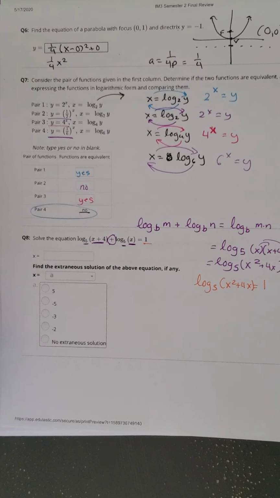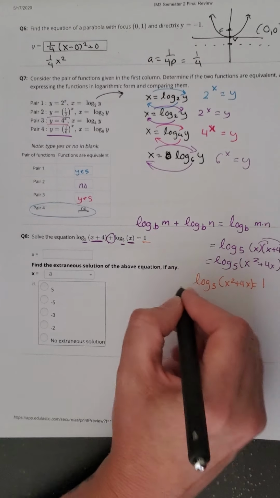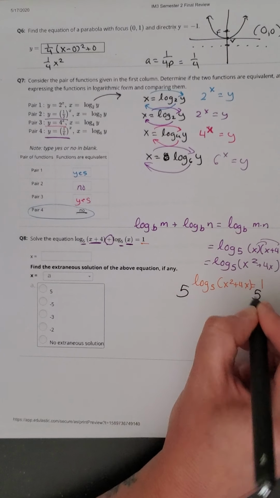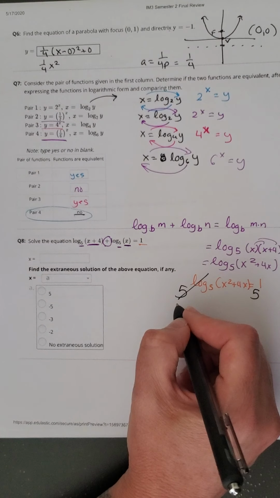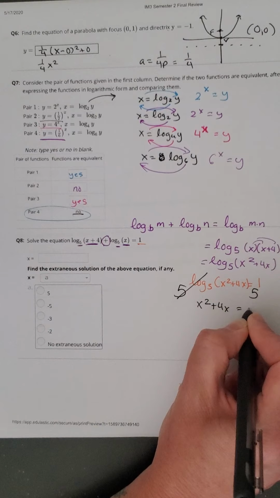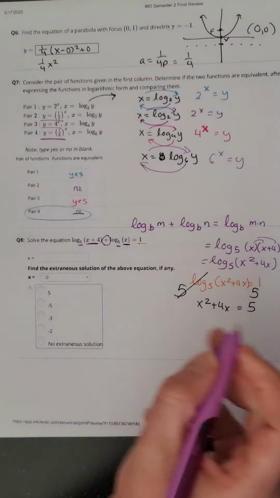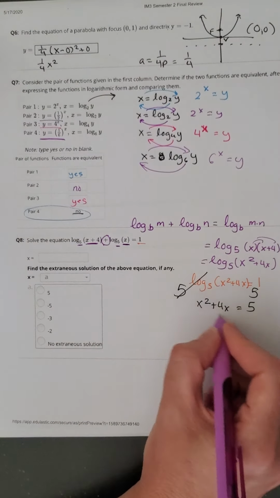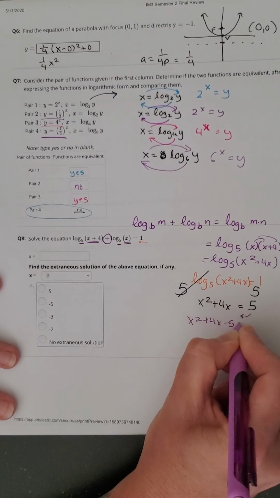Now to solve a log, we have to get this out of log form. So I'm going to raise both sides to the base of 5. So these will cancel, and I get x squared plus 4x is equal to 5 to the first, which is 5. And now it's a quadratic. So to solve a quadratic, we're going to move everything over and either factor it or use the quadratic formula. So I have x squared plus 4x minus 5 equals 0.